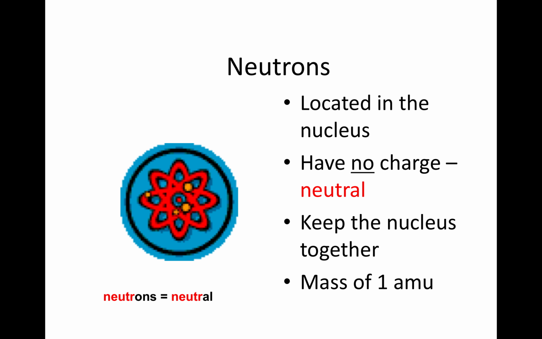Okay, so we have the neutrons. The neutrons get their name because they are neutral. They're also located in the nucleus. They have, of course, no charge, and they also have a mass of 1 AMU. So now we have protons and neutrons both having the same mass, 1 AMU.